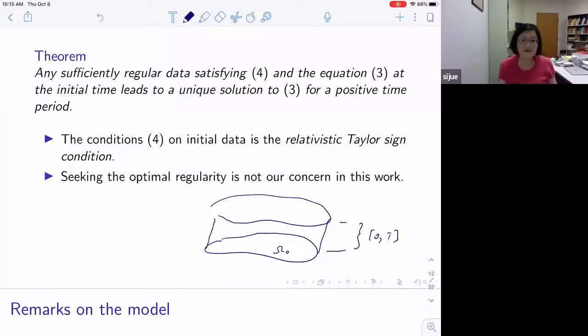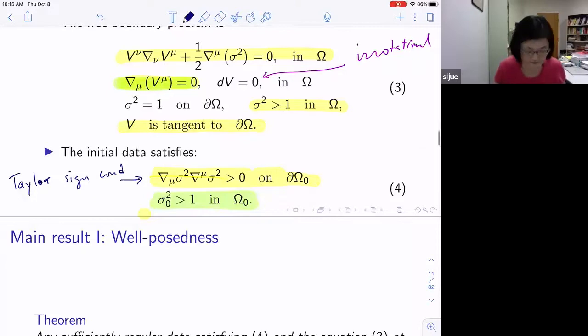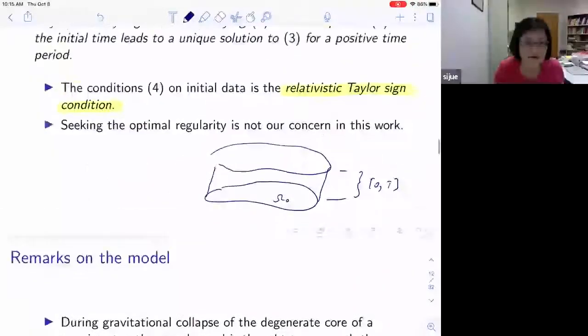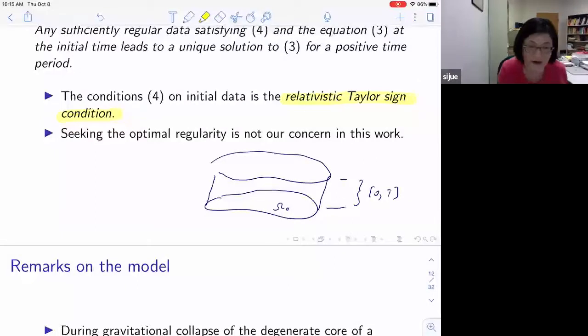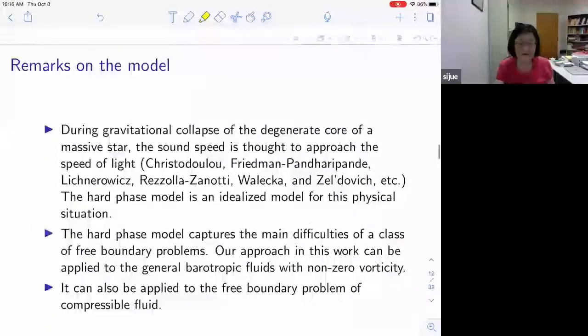Of course, this is a remark: this condition on the initial data is the relativistic Taylor sign condition. This particular condition is the Taylor sign condition. And of course, we don't really try to prove a very low regularity result. We're not making an effort to state how little regularity is required at initial time.